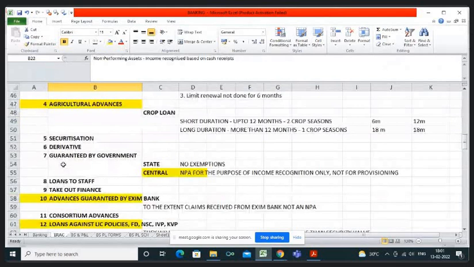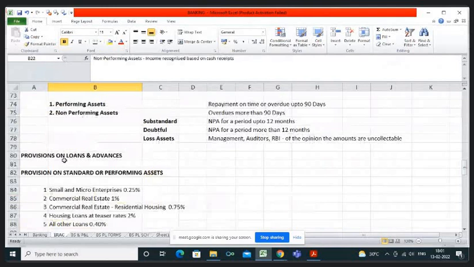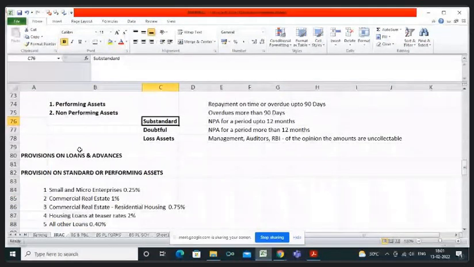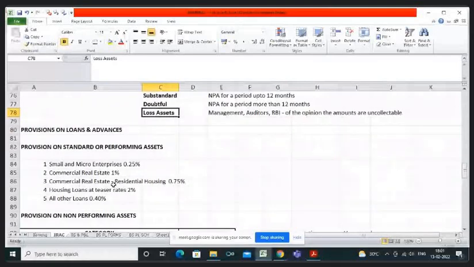Then for the first 12 months, it will be called a substandard asset. After 12 months, it will be called a doubtful asset. When the management, auditors or RBI is of the opinion the amounts are uncollectible, then it is classified as a loss asset. What is the significance of classifying assets?